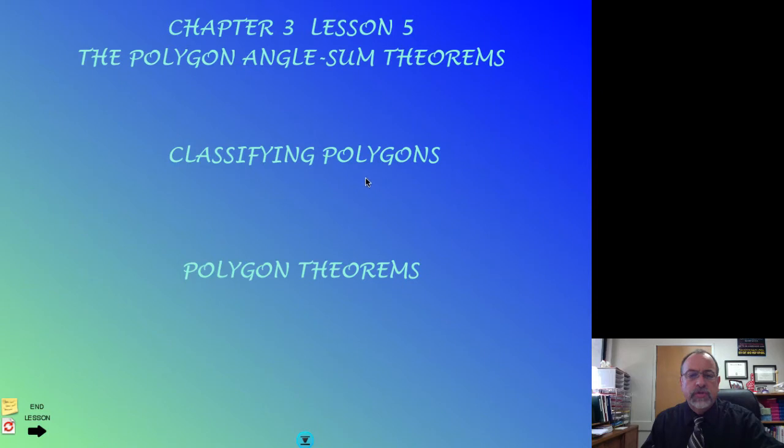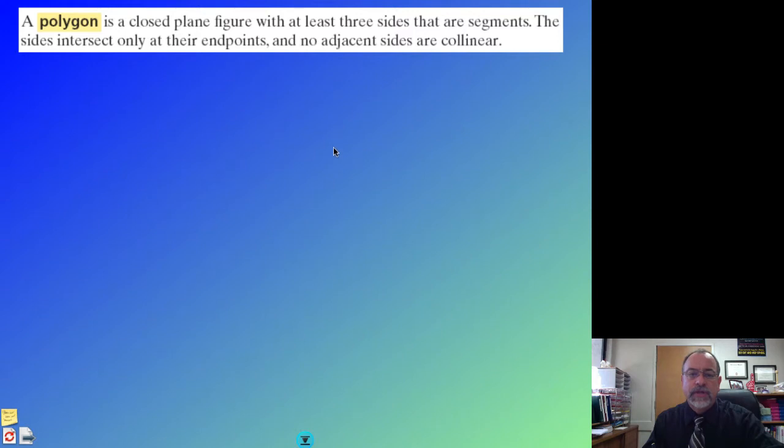So, like triangles, we'll want to determine what kind of a polygon we'll be working with. So we want to learn how to classify those, and then we'll take a look at the theorems. So let's take a look at how we classify polygons. The first thing we want to know is what makes a polygon, and this definition is in your book. It says a polygon is a closed plane figure.